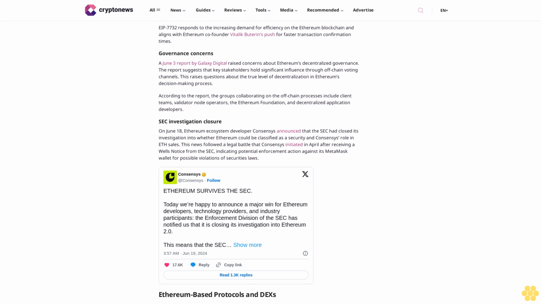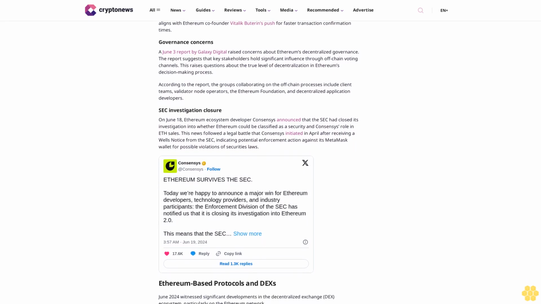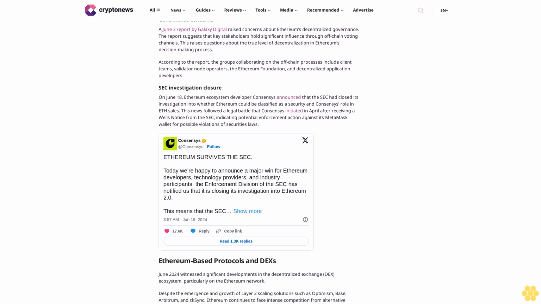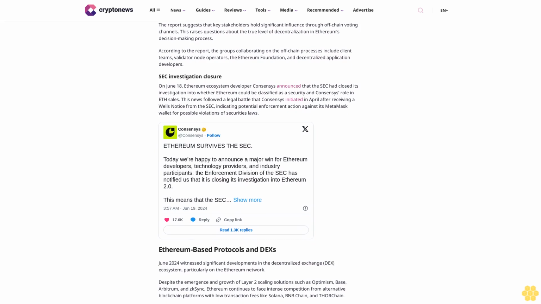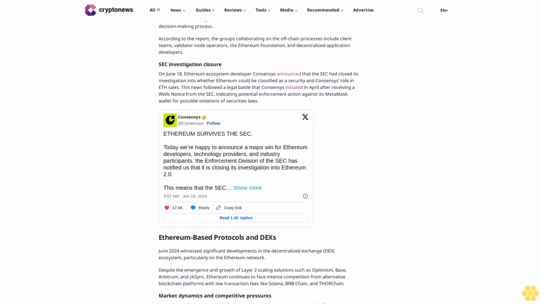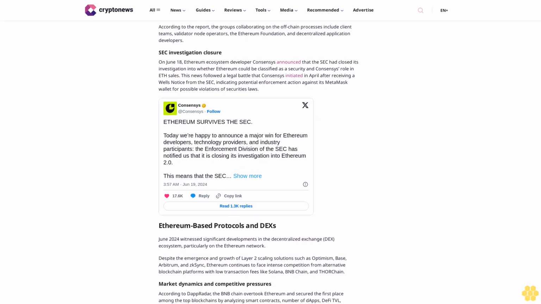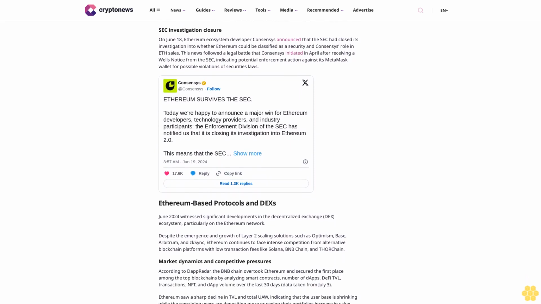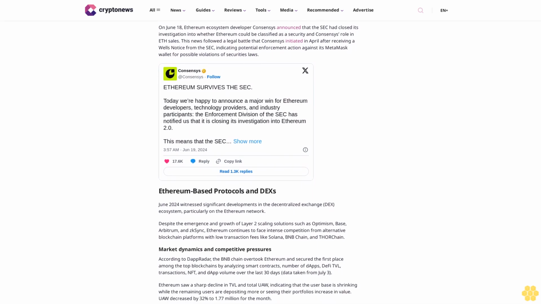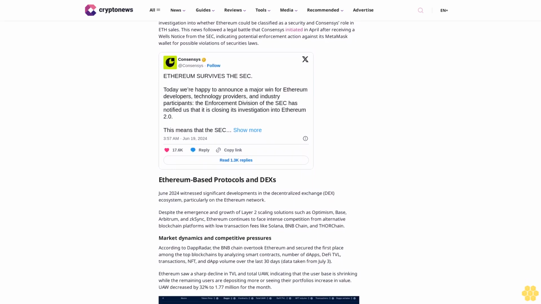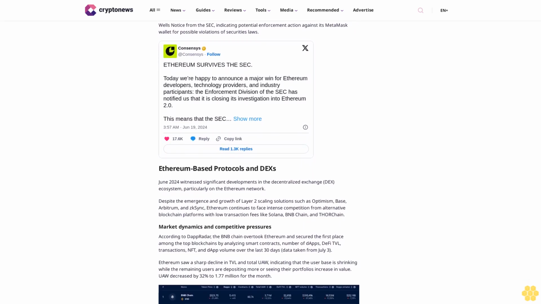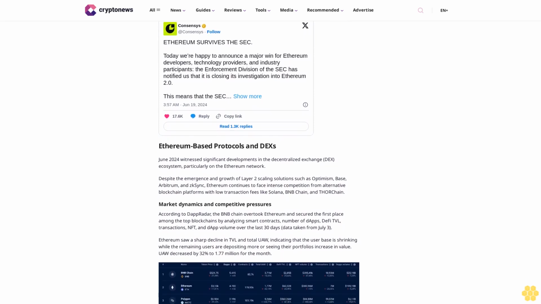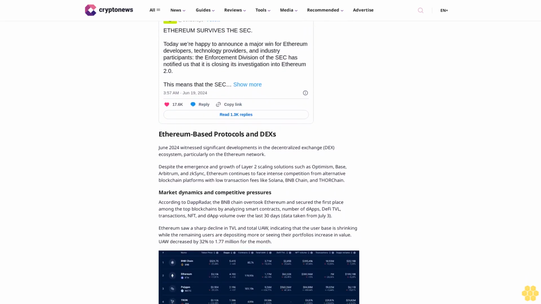EIP 7732 for ePBS. Ethereum developers introduced a new Ethereum improvement proposal, EIP 7732, aimed at overhauling the block validation process to enhance blockchain speed. The proposal seeks to improve blockchain security and performance by separating block validation into two distinct phases, consensus and execution. EIP 7732 responds to the increasing demand for efficiency on the Ethereum blockchain and aligns with Ethereum co-founder Vitalik Buterin's push for faster transaction confirmation times.